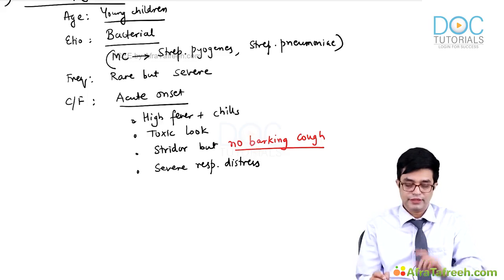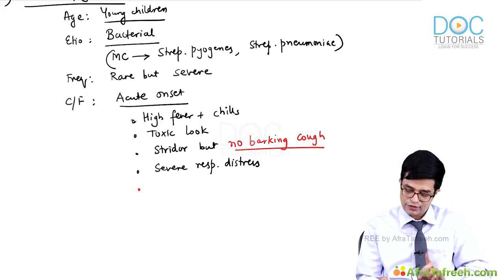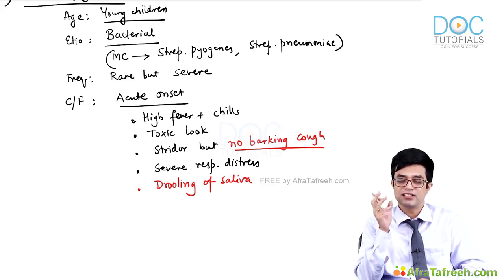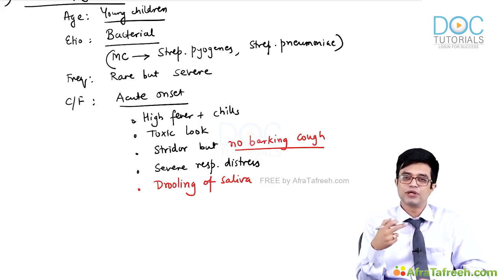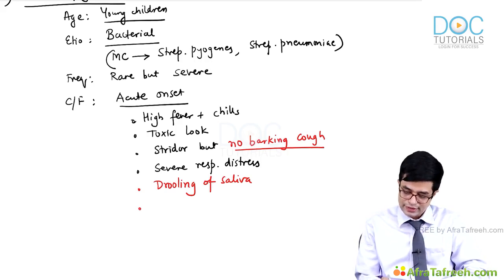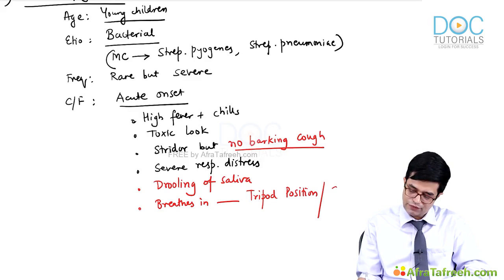Two important things. In croup, the identifying point was barking cough. Here, the identifying point is, one, drooling of saliva. The child cannot swallow his own salivary secretions and saliva dribbles from the angle of the mouth. It is such a painful condition because not only the epiglottis, the entire pharynx is intensely inflamed and painful. So, drooling of saliva. And second, the child breathes in tripod position. Tripod position is also known as sniffing dog position.